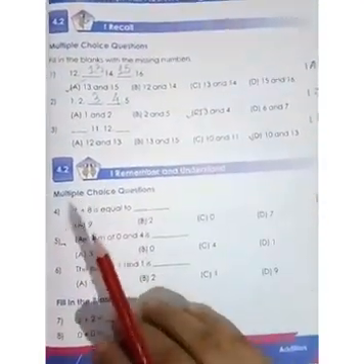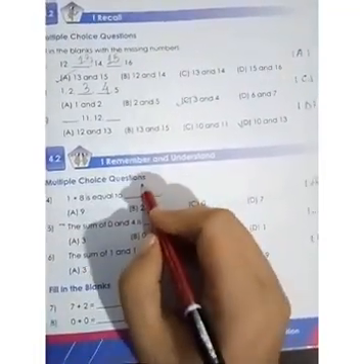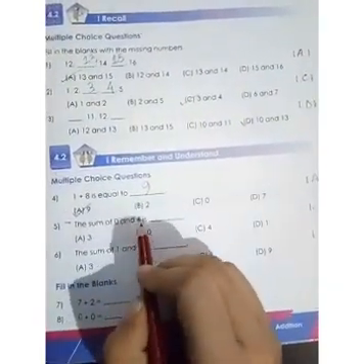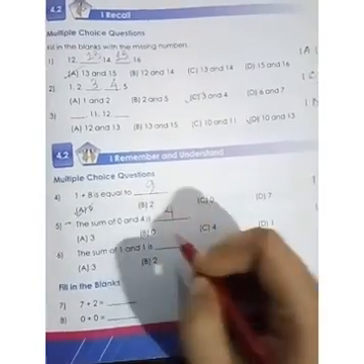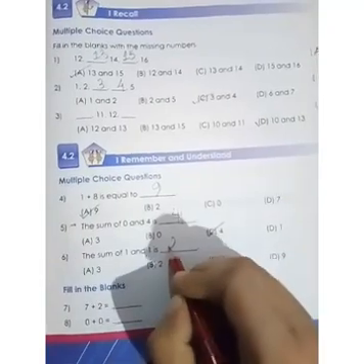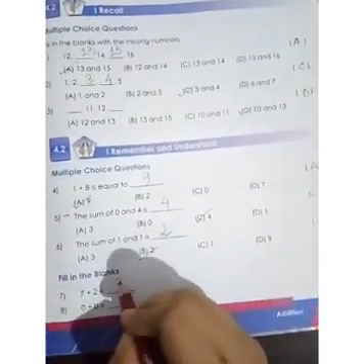Question number 3, you do yourself. Question number 4, 1 plus 8. So 1 plus 8 we know is 9. Give a tick mark in A and in the bracket A is written. The sum of 0 and 4 is 4. C, 4. The sum of 1 and 1 is 2. Option B. Okay. 7 plus 2, 9.